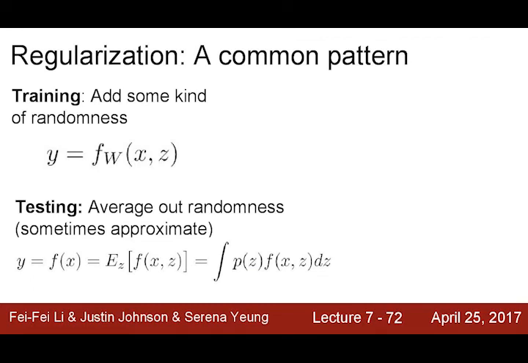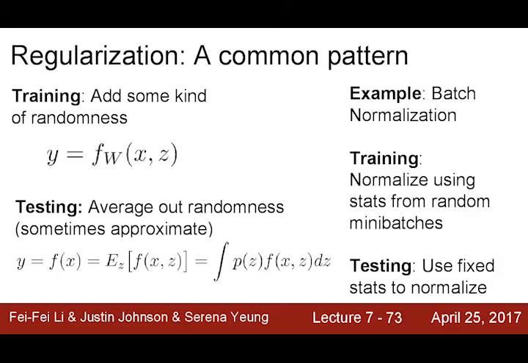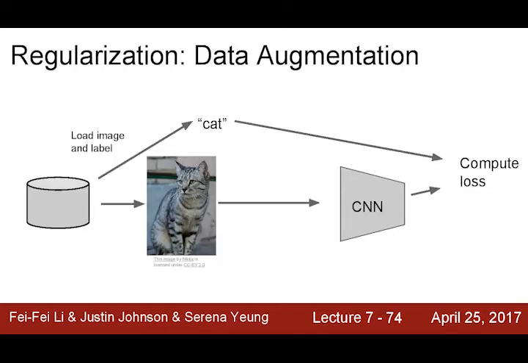레귤러라이제이션에서 드롭아웃을 좀 더 일반화시키면 트레이닝 단계에선 어떤 랜덤니스를 더하는 것이고, 테스팅 타임에서는 그런 랜덤니스를 에버리지 아웃 하는 것입니다. 어떤 경우에는 approximate 합니다. 예를 들어서 배치 노멀라이제이션 경우에 트레이닝 단계에서 랜덤 미니 배치의 스탯을 통해서 노멀라이즈를 합니다. 테스팅에서는 픽스드 스탯으로 노멀라이즈 합니다. 이러한 패러다임에 속하는 또 다른 레귤러라이제이션으로 데이터 오그멘테이션이 있습니다.